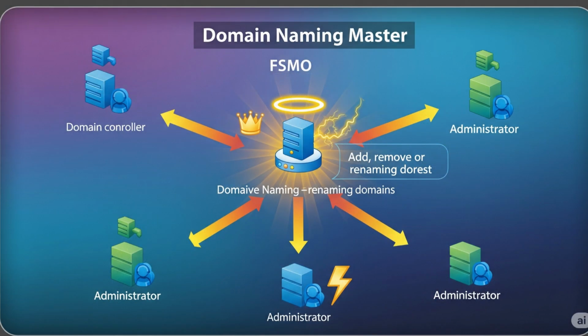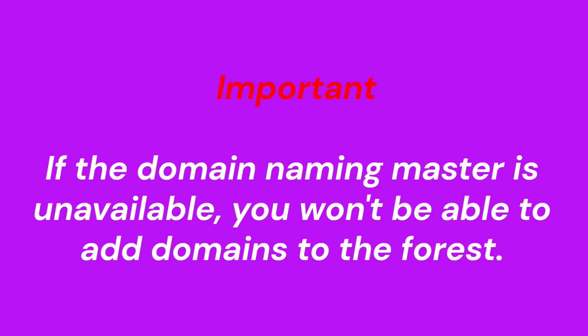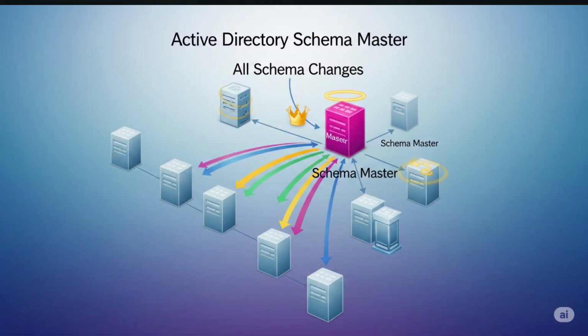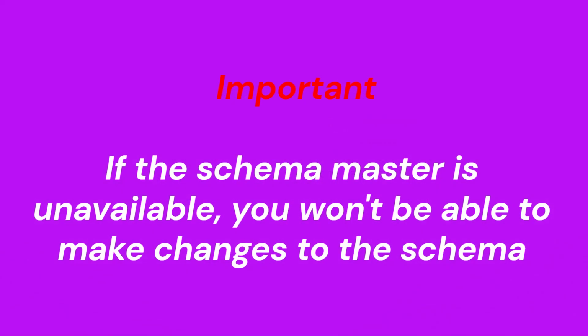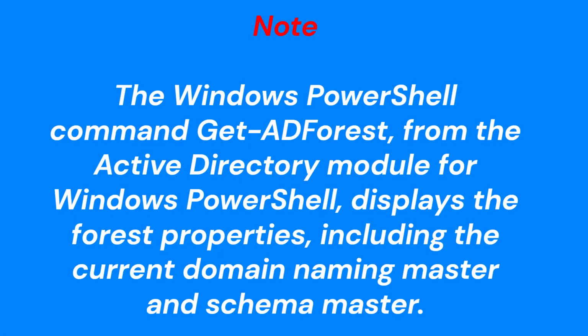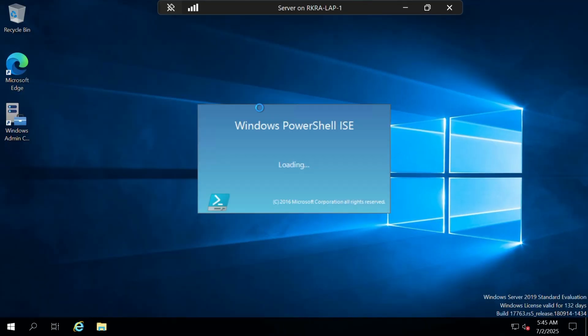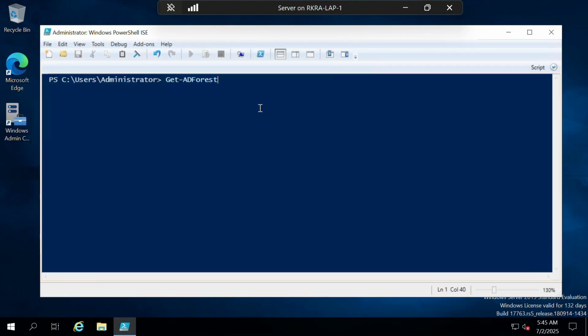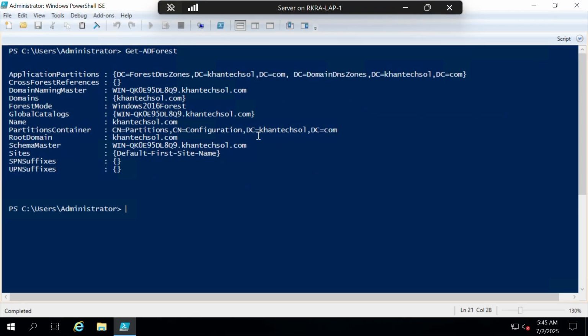Forest operations masters. A forest has the following operations master roles. Domain naming master. This is the domain controller that you must contact when you add or remove a domain or make domain name changes. Important: if the domain naming master is unavailable, you won't be able to add domains to the forest. Schema master. This is the domain controller in which you make all schema changes. Important: if the schema master is unavailable, you won't be able to make changes to the schema. Note: the Windows PowerShell command Get-ADForest from the Active Directory module for Windows PowerShell displays the forest properties, including the current domain naming master and schema master.